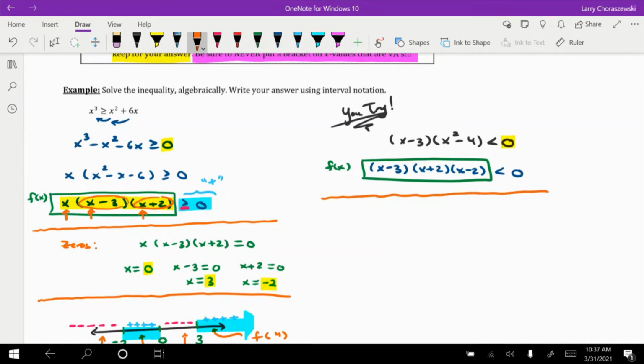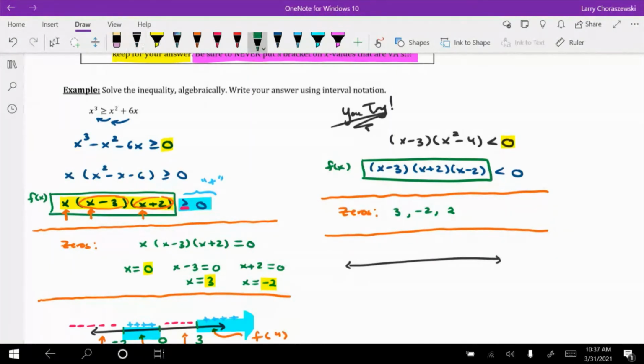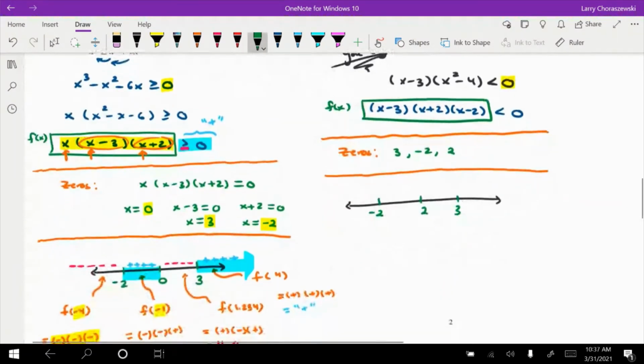But that wasn't the case, so what we're going to do now is find the zeros. If you set each factor equal to 0, you're going to find that 3, -2, and +2 are the zeros of our function f of x. So far, so good. Let's plot these on the number line: -2, 2, and 3. So again, looks like 4 sections.